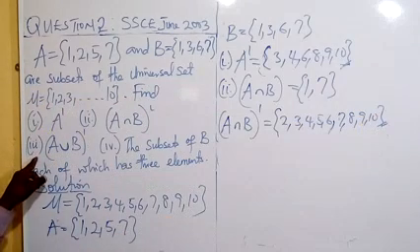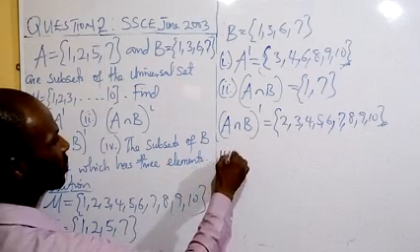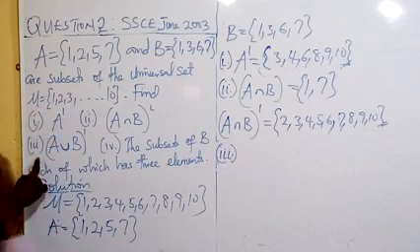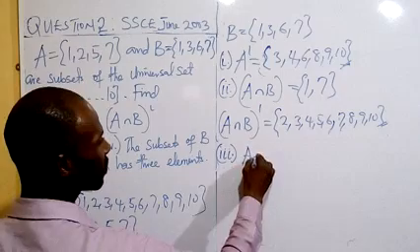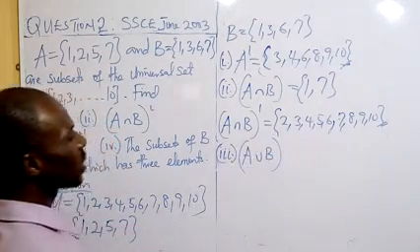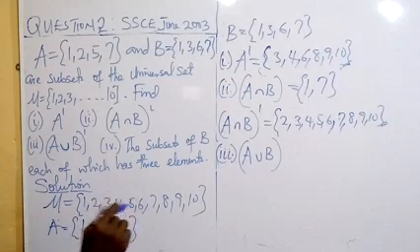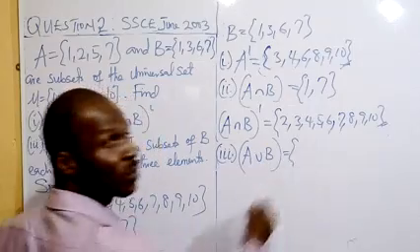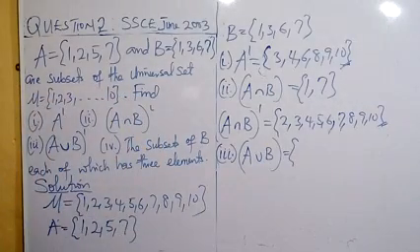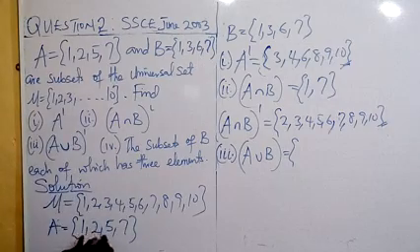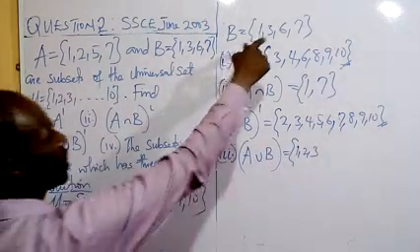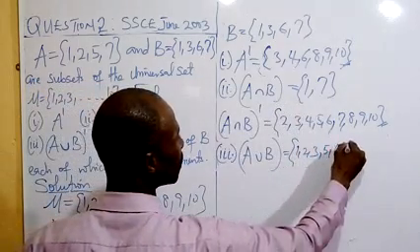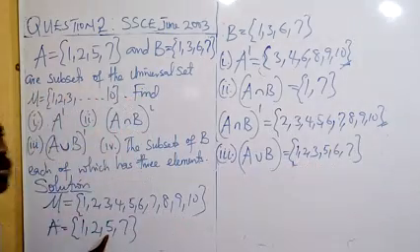Now, the next one, number 3, you have to look for A union B prime. Before we can do that, we need to find A union B. A union B is the coming together of both elements in A and B without repetition. What are the elements you have in them? We have 1, 2, 3, 5, 6, 7. That's the A union B.